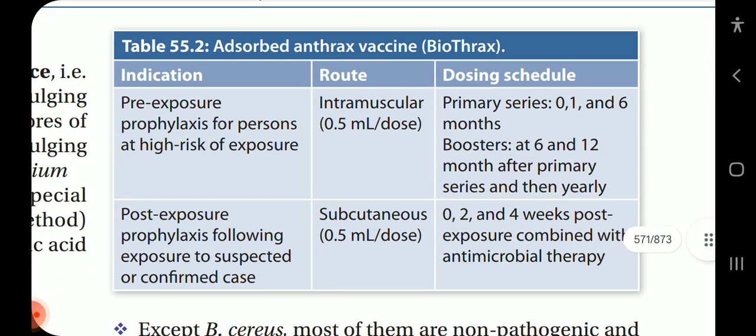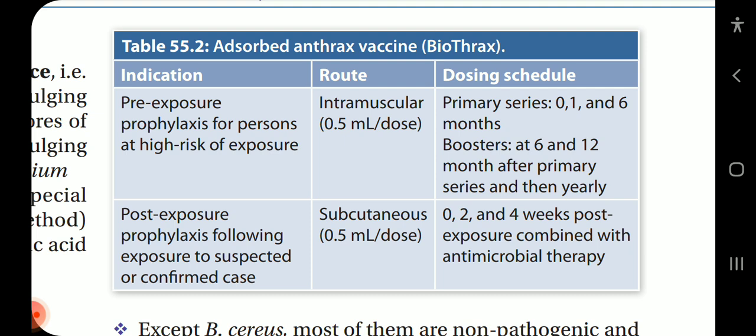Now, in this table, we can see the adsorbed anthrax vaccine, Biothrax. Indication: pre-exposure prophylaxis for persons at high risk of exposure. Route is intramuscular, 0.5 ml per dose. Dosing schedule is primarily series 0, 1 and 6 months. Boosters at 6 and 12 months after the primary series and then yearly.